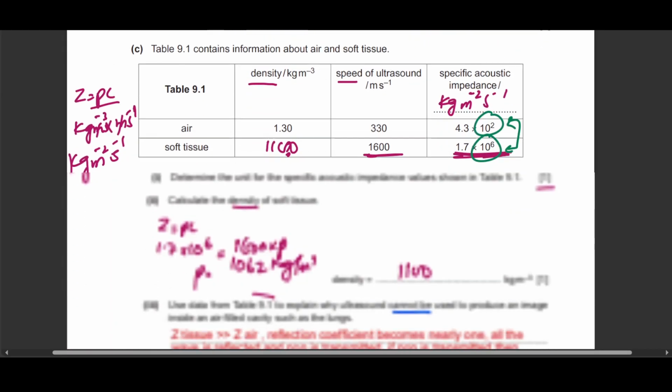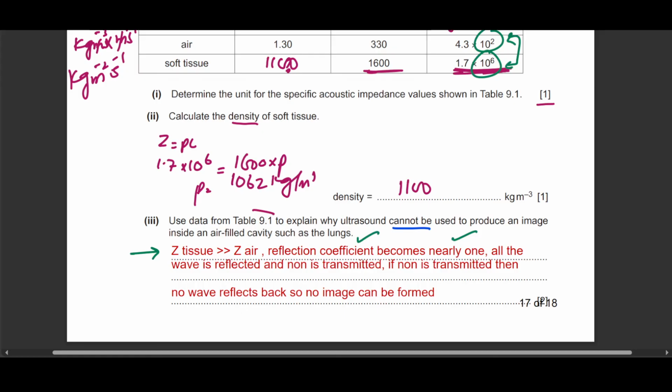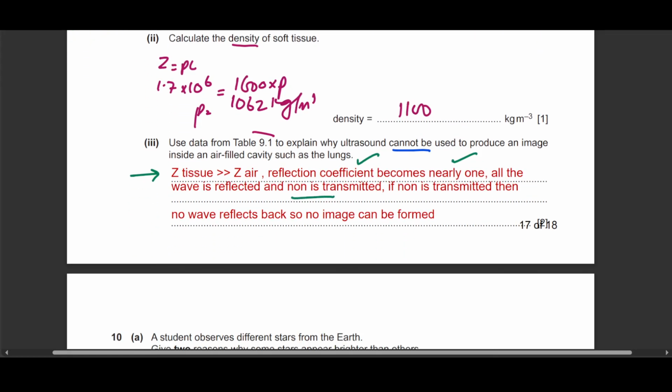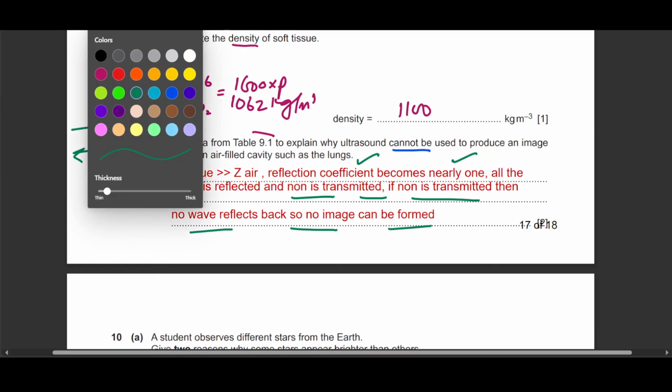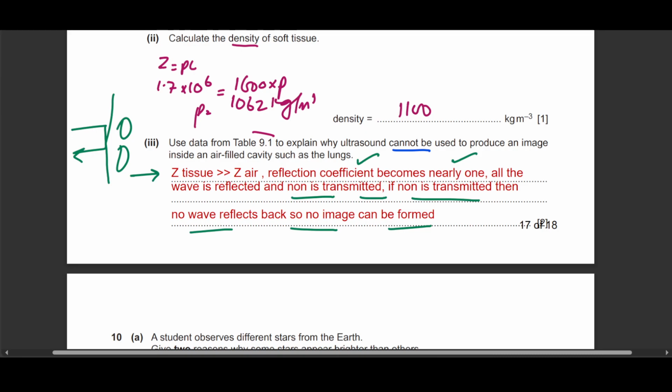If you can't access them, will you be able to see them? You can't see them. So not transmitted. If there is no transmission, then no wave reflects back, so no image can be formed. So inside the lungs, it will not be able to penetrate. If these are the lungs on the outside, there is air on the inside, the whole wave is going to come back and we can't see something inside. We can't see the air pockets inside the lungs, primarily because of this reason.